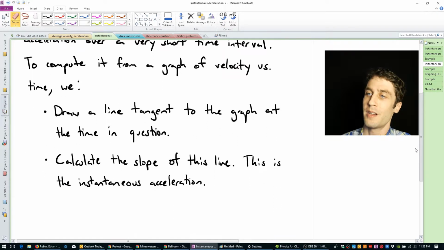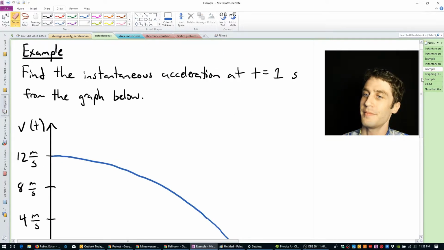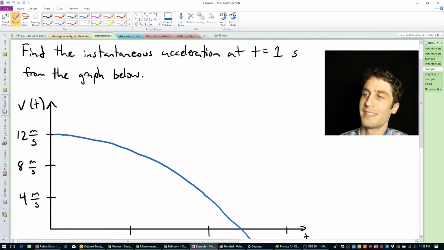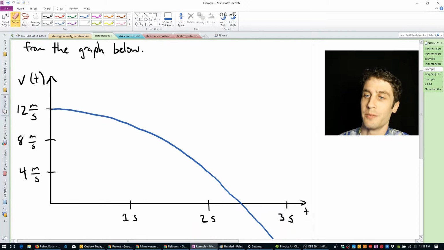And to compute it from a graph of velocity versus time, we do pretty much exactly the same thing that we just did. Draw a line that's tangent to the graph at the time in question, and then calculate the slope of this line. And this is your instantaneous acceleration. Here's an example. Find the instantaneous acceleration at t equals 1 second from the graph below.